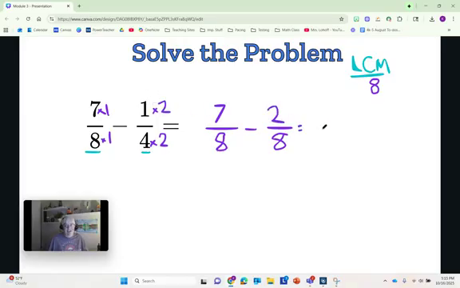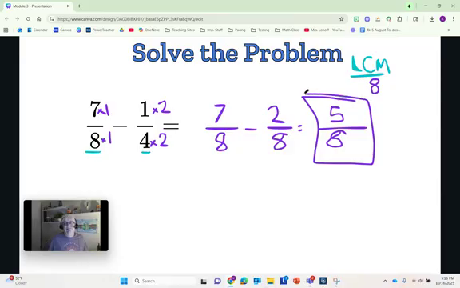Now we have fractions where the denominators are the same. It will remain 8. 7 minus 2 is 5. Now we have to look at this fraction. Can I divide 5 by a number and divide 8 by that same number? No. That means I'm done. The answer is 5/8.